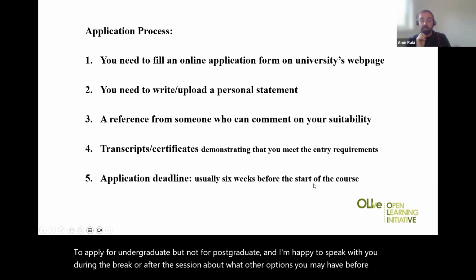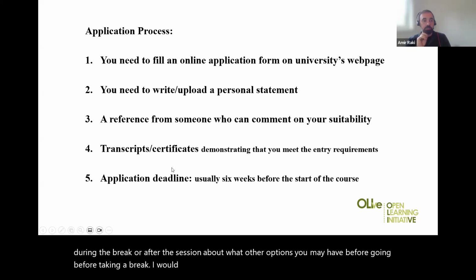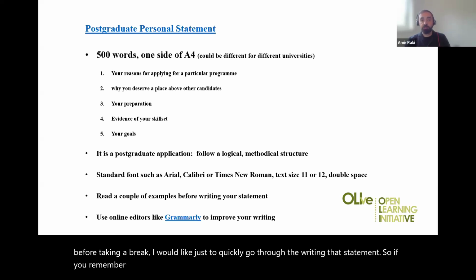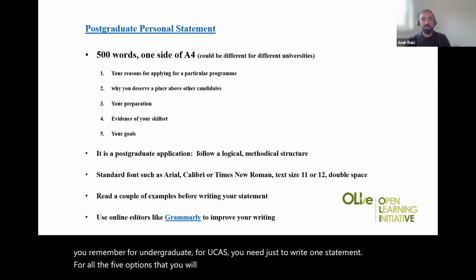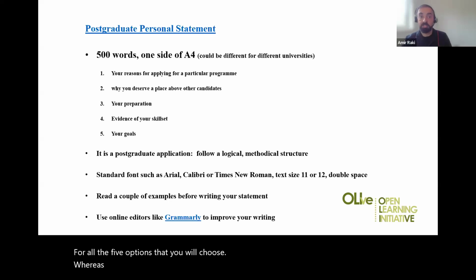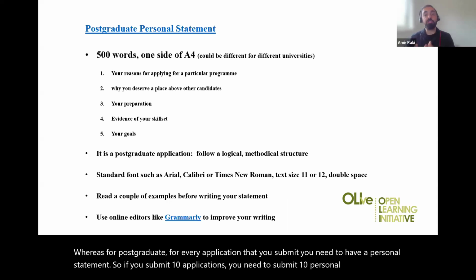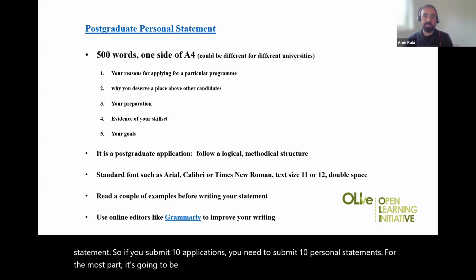Before taking a break, I would like to quickly go through writing that statement. So if you remember, for undergraduate, for UCAS, you need just to write one statement for all the 5 options that you will choose. Whereas for postgraduate, for every application that you submit, you need to have a personal statement. So if you submit 10 applications, you need to submit 10 personal statements. For the most part, it's going to be similar, okay, because it's about you.